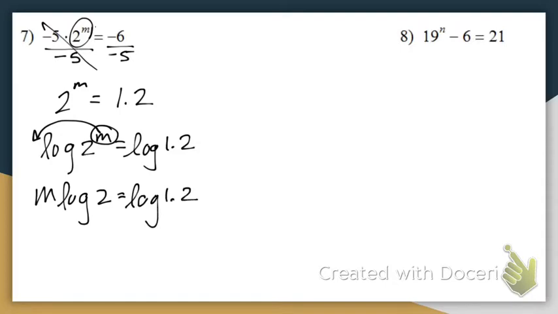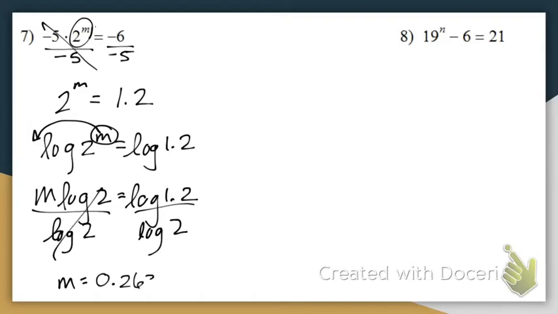And last but not least, step 4 says to isolate that variable. Let's get m all by itself. Let's divide by log of 2 on both sides. So m is equal to, you put that into your calculator, log of 1.2 divided by log of 2. I got 0.263. Did you guys get 0.263?